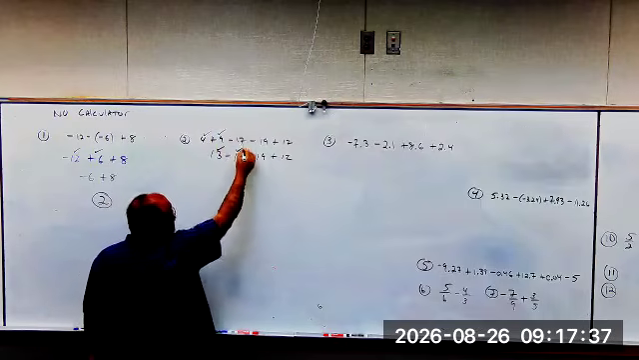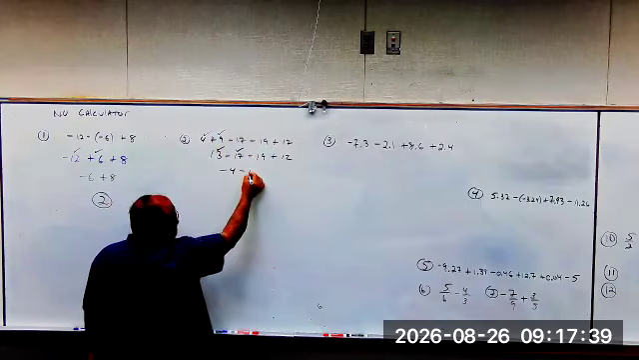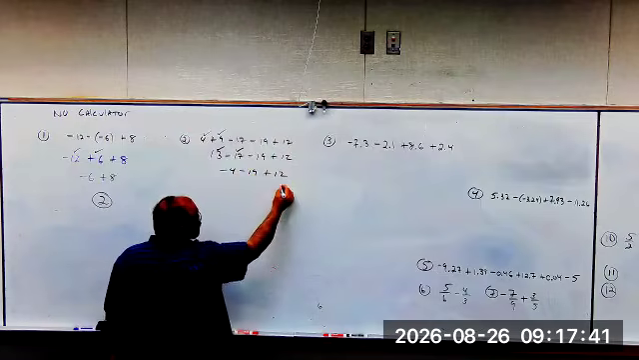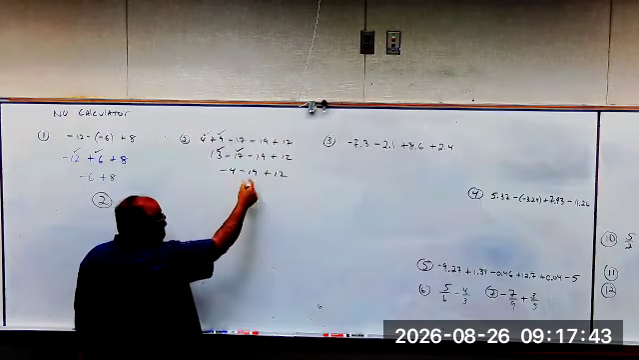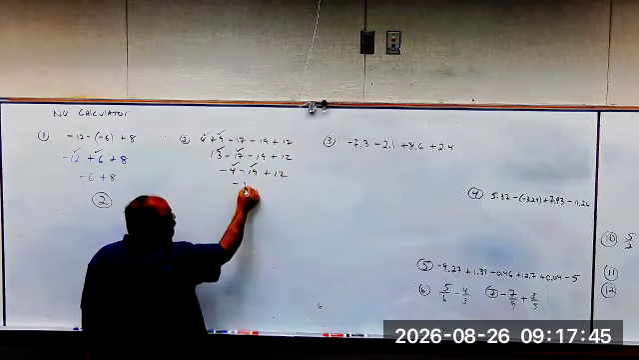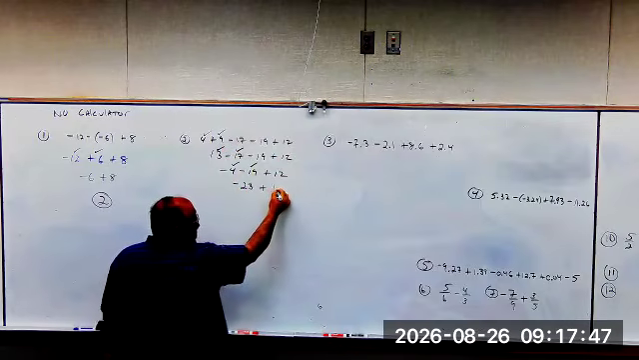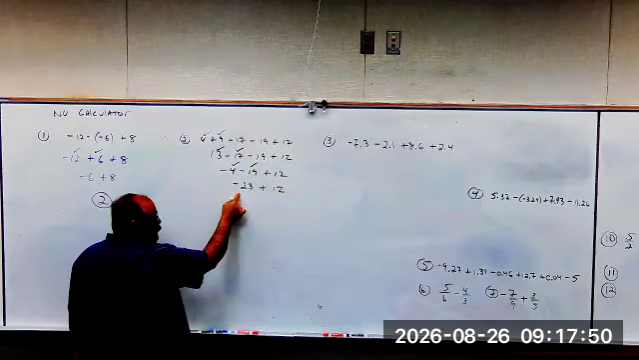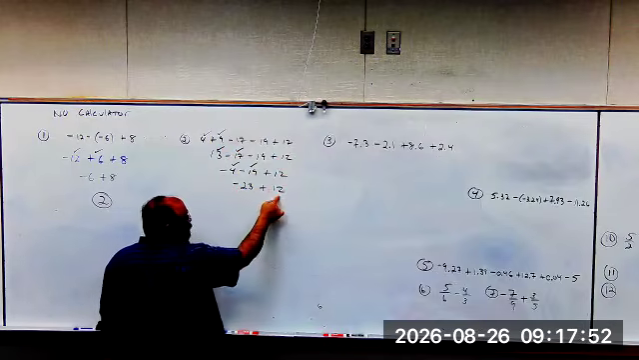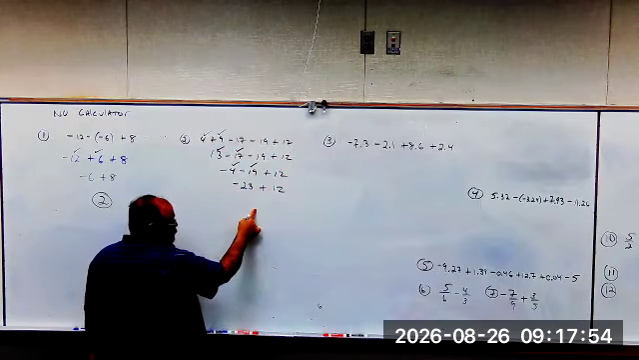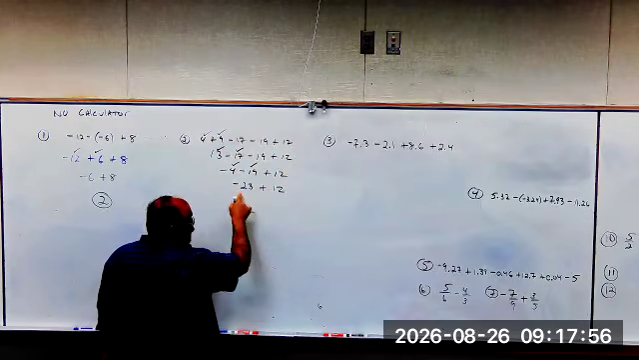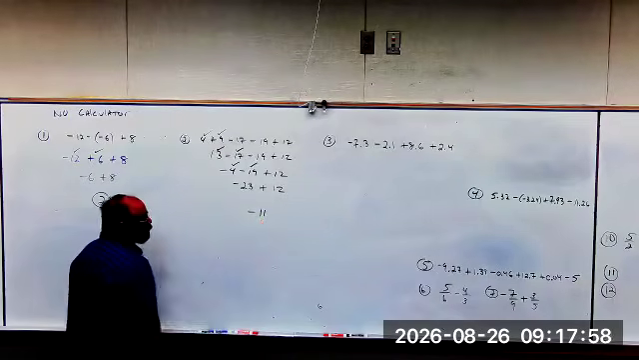13 minus 17 is negative 4. Minus 19 plus 12. A negative 4 and a negative 19 is a negative 23. And then a plus 12. 23 negatives and 12 positives is going to be positive or negative? Negative, and then we have 11 negatives left over.